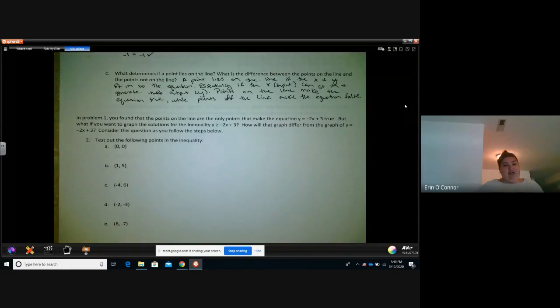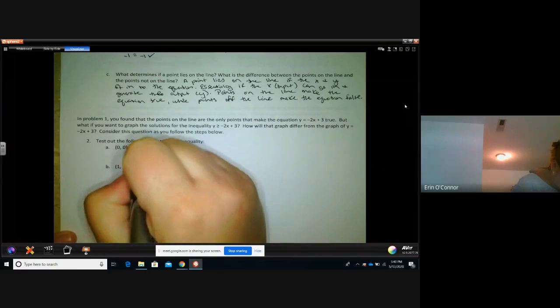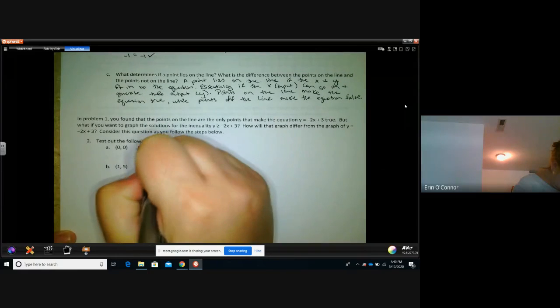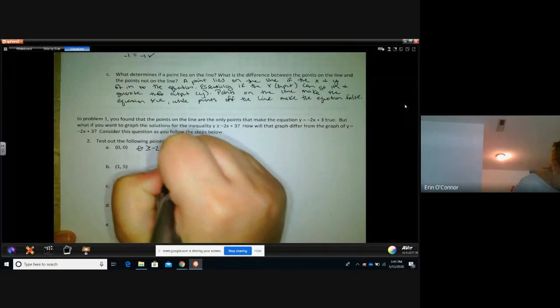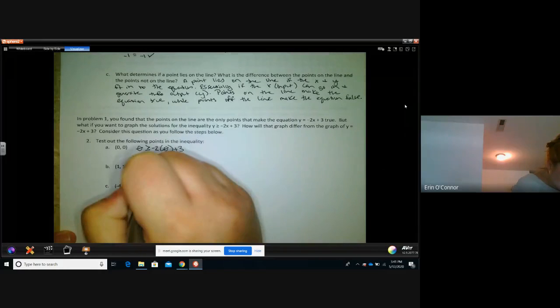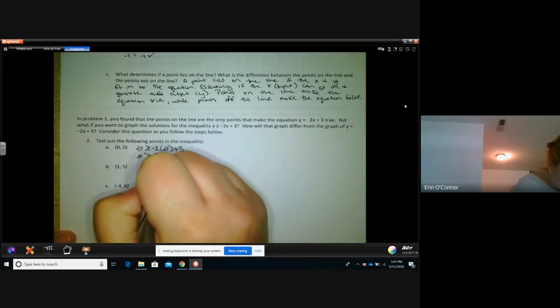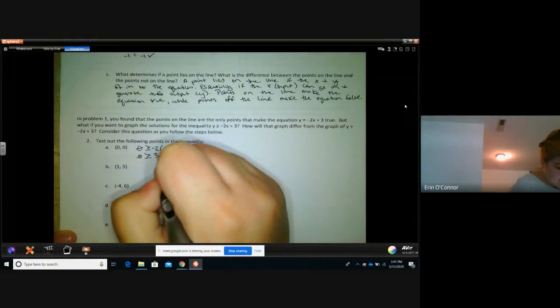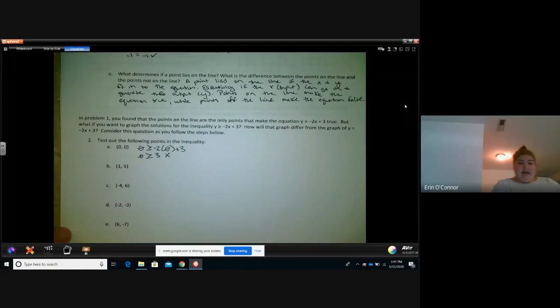Consider this question as you follow the steps below. First of all, test out the following points in the inequality. So let's test out 0, 0. We do 0 is greater than or equal to negative 2 times 0 plus 3. Negative 2 times 0 is 0. 0 plus 3 is 3. Is 0 greater than or equal to 3? 0 is not greater than or equal to 3, so this is not true. So 0, 0, not a good one.